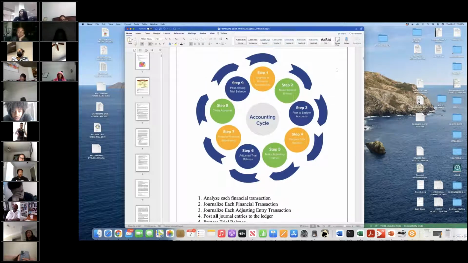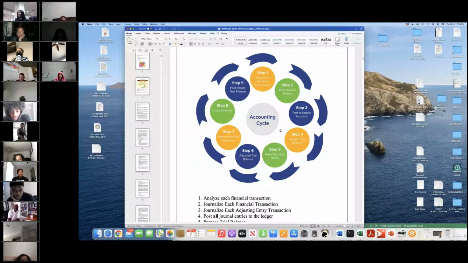Okay, the accounting cycle. And we did steps 1 and 2. Analyzed transactions. We made journal entries. Then we did steps 3 and 4. We posted to the ledger and we prepared the trial balance. We skipped steps 5 and 6 and went on to steps 7 and 8. We're coming back now to step 5, making adjusting entries.